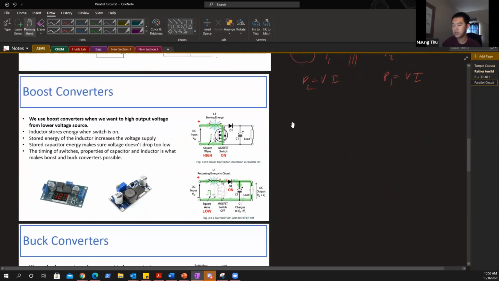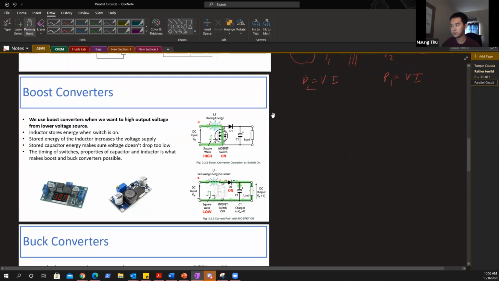Okay, now boost converters. They're very important, I would say. Okay, how should I go about this in a really good way? Okay, so this particular part right here is called a MOSFET.